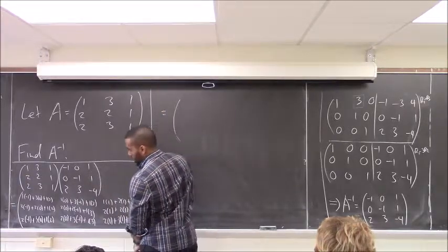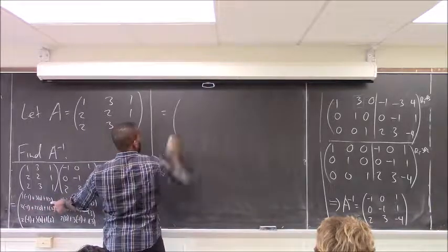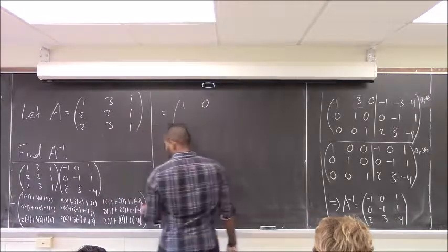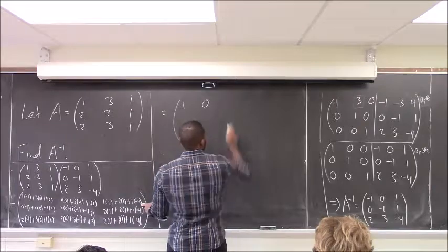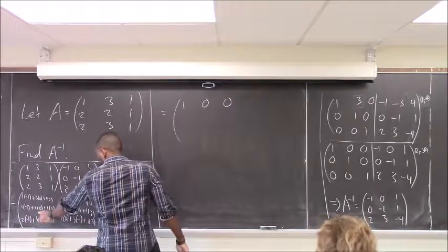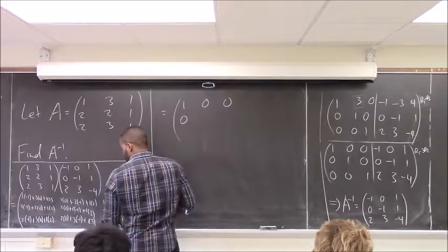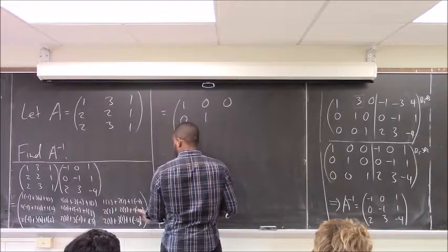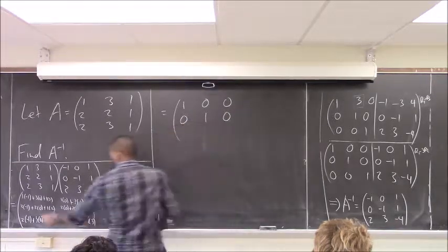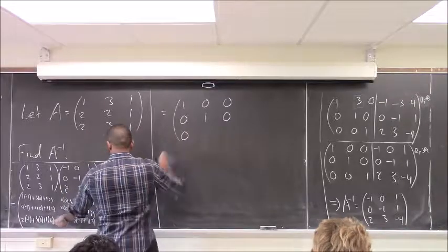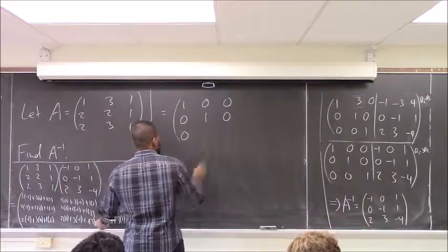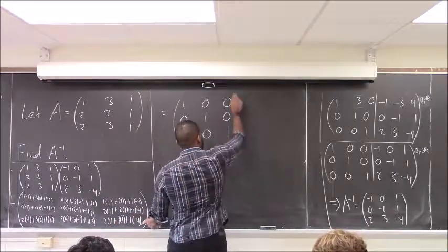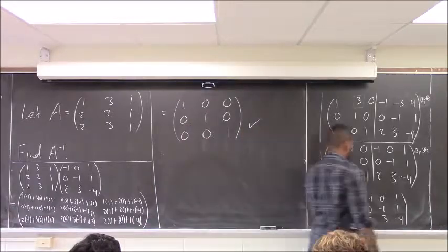Okay, moment of truth. Minus 1 plus 2, that's a 1. 0 minus 3 plus 3, that's a 0. 1 plus 3 minus 4, that's a 0. Minus 2 plus 0 plus 2, that's a 0. 0 minus 2 plus 3, that's a 1. 2 plus 2 minus 4, that's a 0. Minus 2 plus 0 plus 2, that's a 0. 0 minus 3 plus 3, it's a 0. 2 plus 3 is 5 minus 4, it's a 1. We did it.